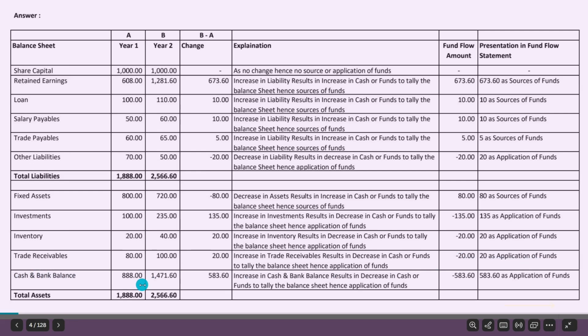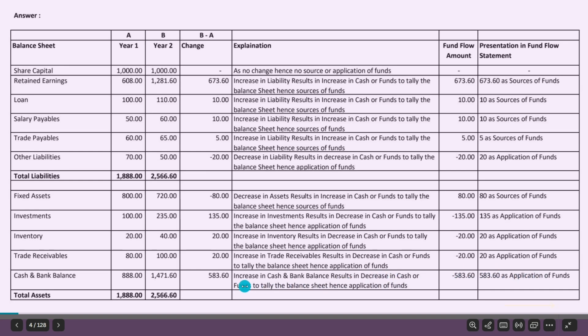Cash and bank balance 888 becomes 1471.60. So 583.60. An increase in cash and bank balance results in a decrease in cash or funds to tally the balance sheet, and hence an application of funds. So minus 583.60. So 583.60 as application of the funds.